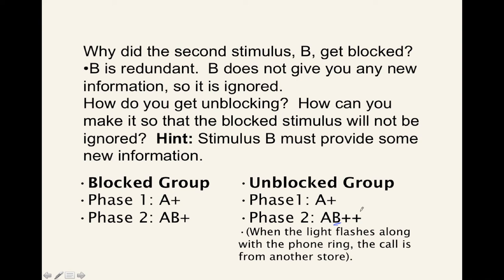And so we have to make it so that the flashing light provides some new information. It has to do something different. And so I'm representing that with the 2 pluses over here as opposed to just the 1 in phase 1. That is what's unique, and that is what gets a new stimulus to be able to be unblocked or to be able to essentially develop an association. That new stimulus that you've added has to provide something new.